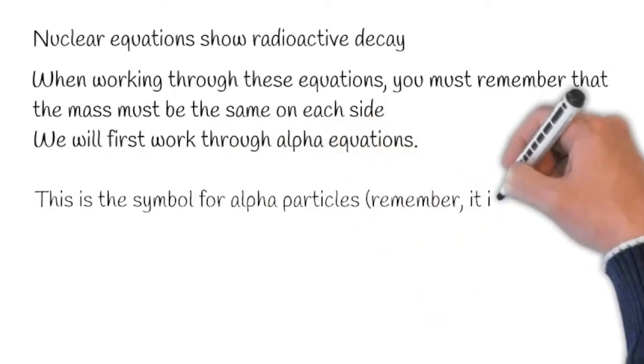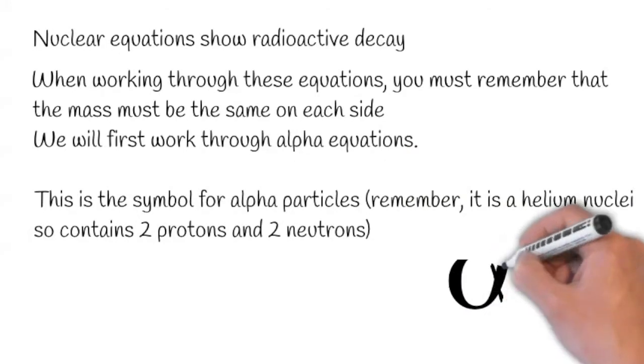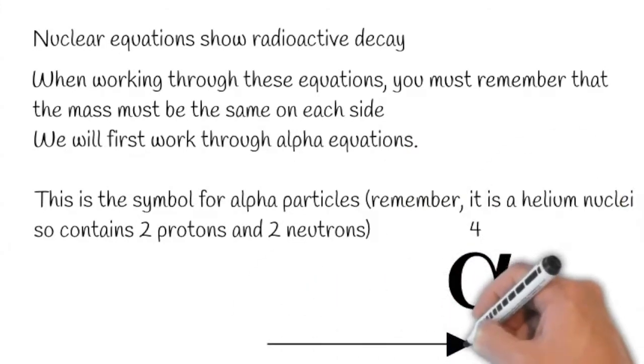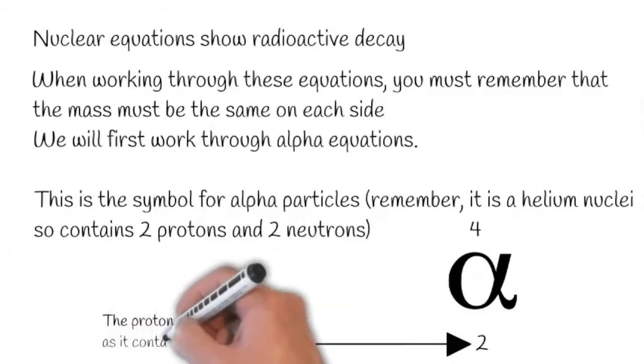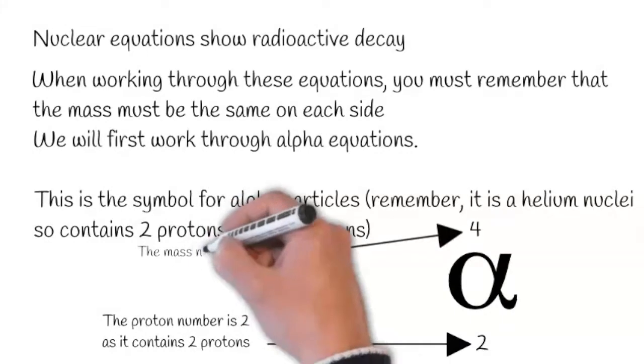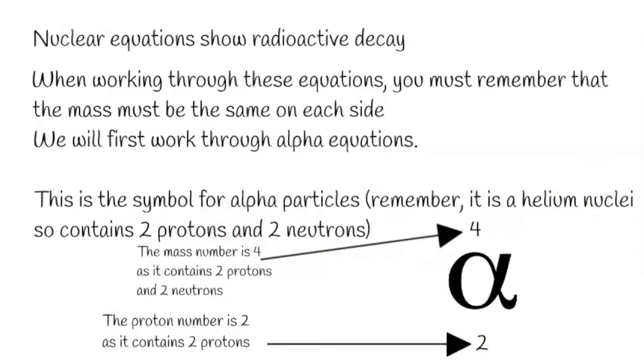This is the symbol for alpha particles. Remember, it is a helium nuclei that contains 2 protons and 2 neutrons. This is the proton number and therefore shows it has 2 protons. And this is the mass number. So it shows it has 2 neutrons.